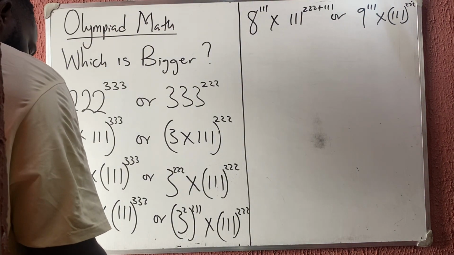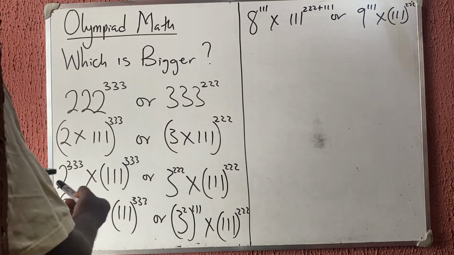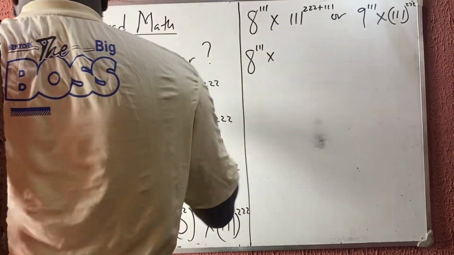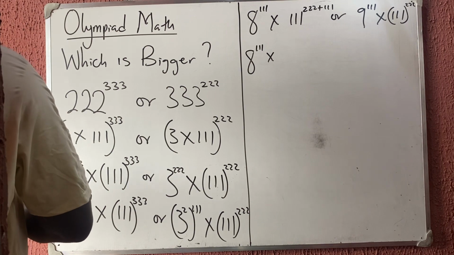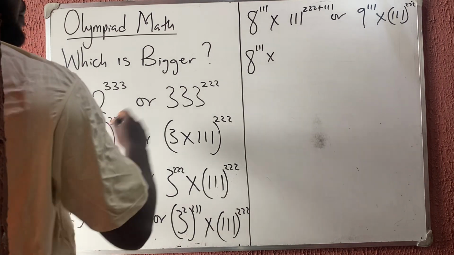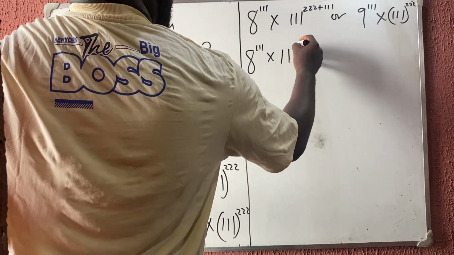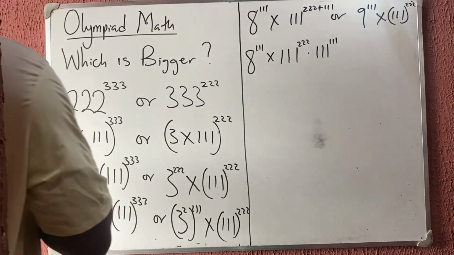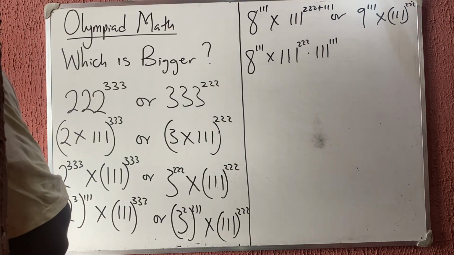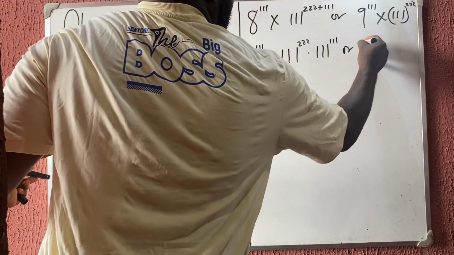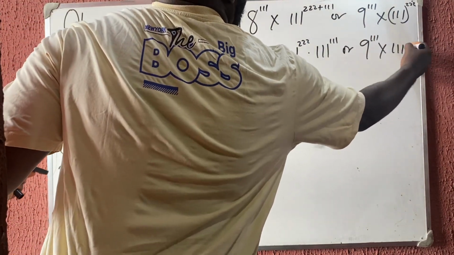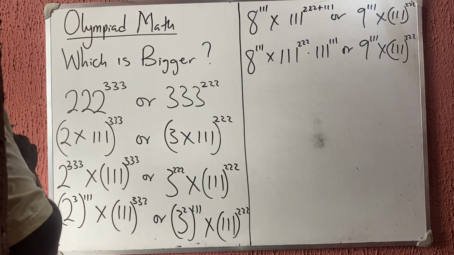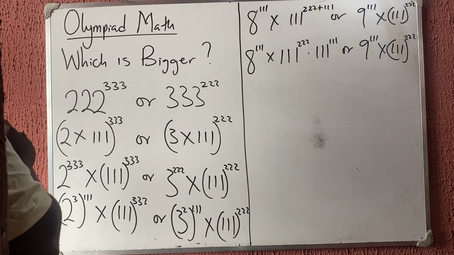If you look at this now, let us separate that. If I separate this, I'm going to have 8 raised to power 111 times 111 raised to power 222 times 111 raised to power 111. So now I'm going to have 9 raised to power 111 times 111 raised to power 222. Now 111 raised to power 111 will give us, what do we have now?